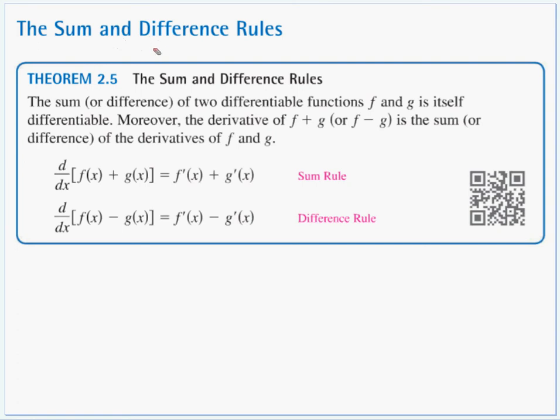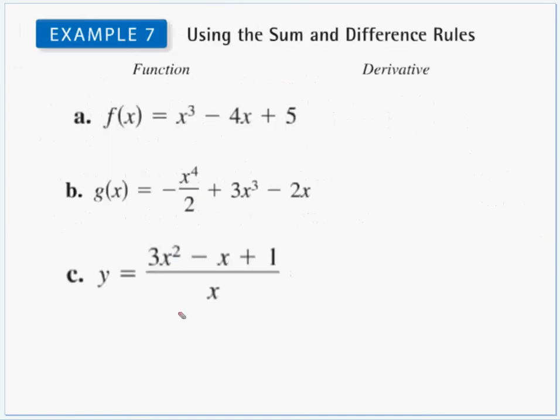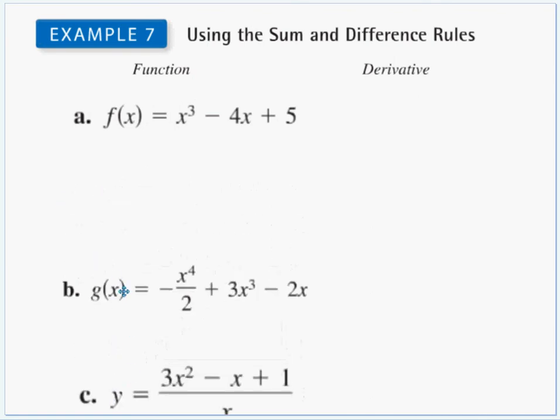There we got sum and difference rules. Here we go. The sum or the difference of two differentiable functions f and g is itself differentiable. Moreover, the derivative of f plus g or f minus g is the sum or the difference of their individual derivatives. So here, if we're taking the derivative of two functions added together, we could just derive the first function and then derive the second function and add them together. If we're subtracting them before we derive, we just subtract the derivatives after they're done. So this sum and difference stuff is pretty simple. When it comes to polynomials like this, we can just derive each term separately as we go.